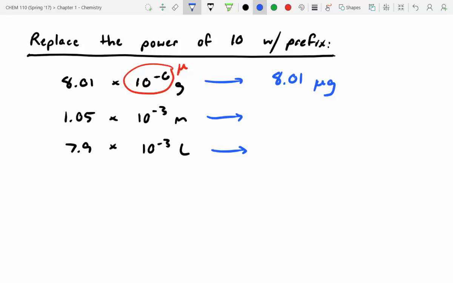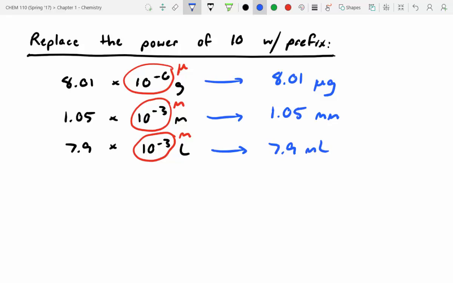Let's do the next one, too. What's 10 to the negative 3 on that table? Milli. So this would be 1.05 millimeters, so mm. What about the last one? Milli. So we could say this will be what unit? 7.9 milliliters. So m in lowercase and then capital L for liters. Does that make sense? Let's do the opposite now.